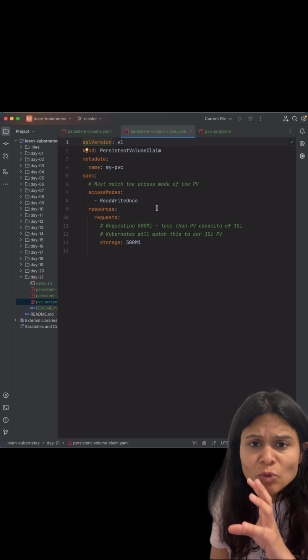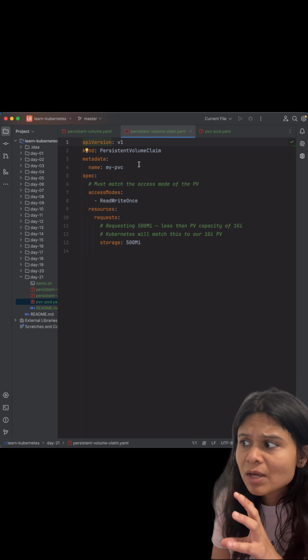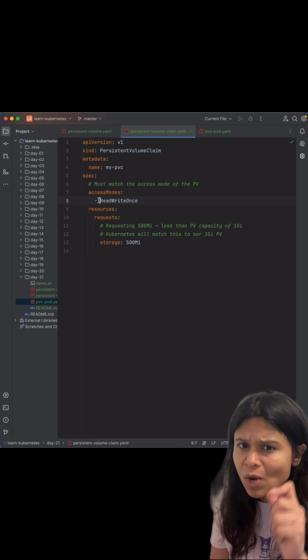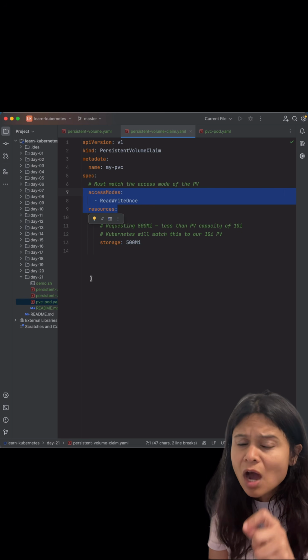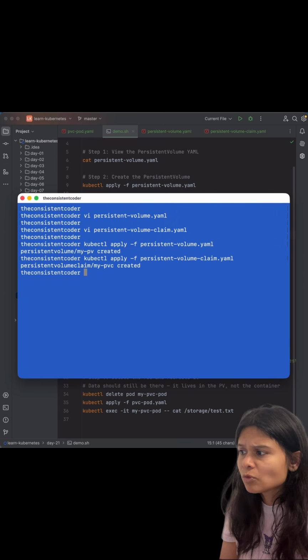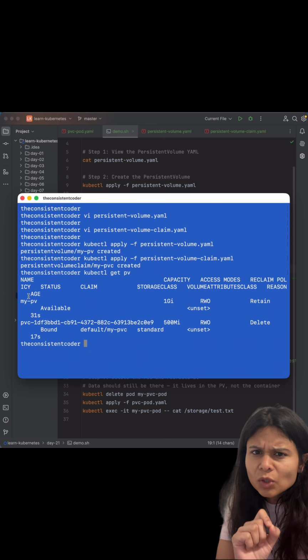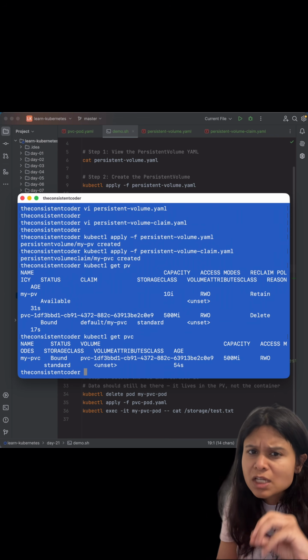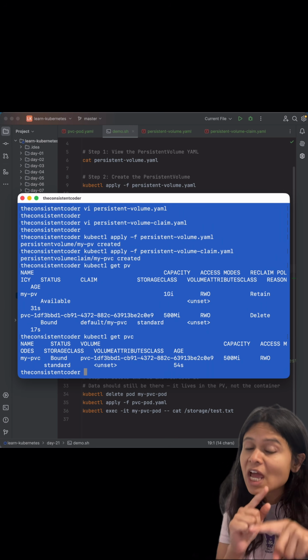This is PersistentVolumeClaim.yml and the name is myPVC. It requests 500 megabytes with ReadWriteOnce access. Kubernetes will find our PV and bind them. The volume is created, the PVC is created. So both PV and PVC are created. kubectl get pv shows the status as Bound. kubectl get pvc shows the status as Bound. So they are matched and ready.